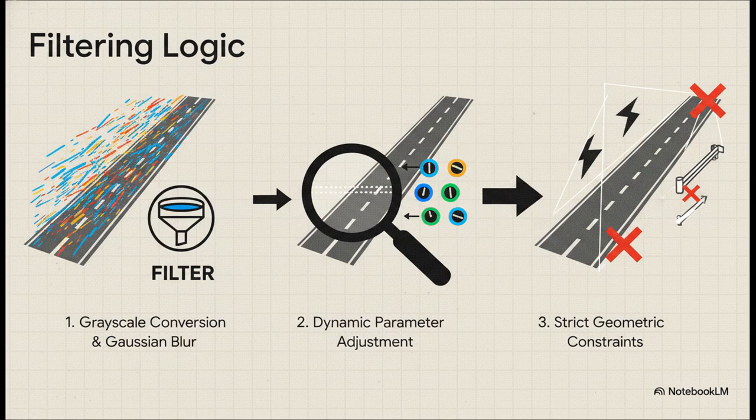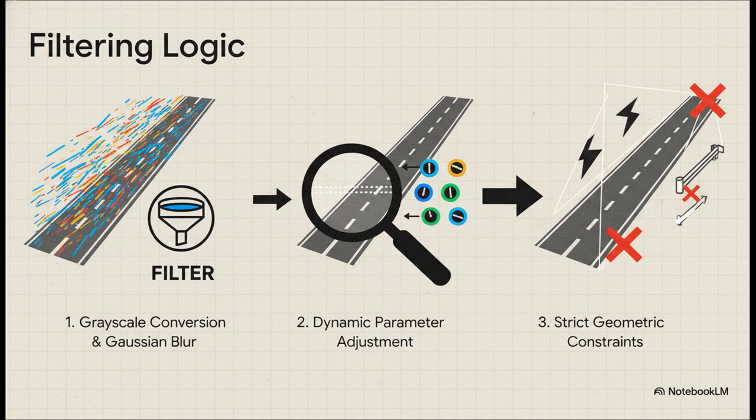First step, the system drops the RGB frame down to grayscale to save on computing power, and then applies a Gaussian blur. This acts like a filter to wipe out visual noise. Think rain or gravel on the road. Next, it dynamically adjusts the Hough parameters so it can actively search for faint, barely there lines depending on variable road conditions. And here's the real game changer. It applies strict geometric constraints.